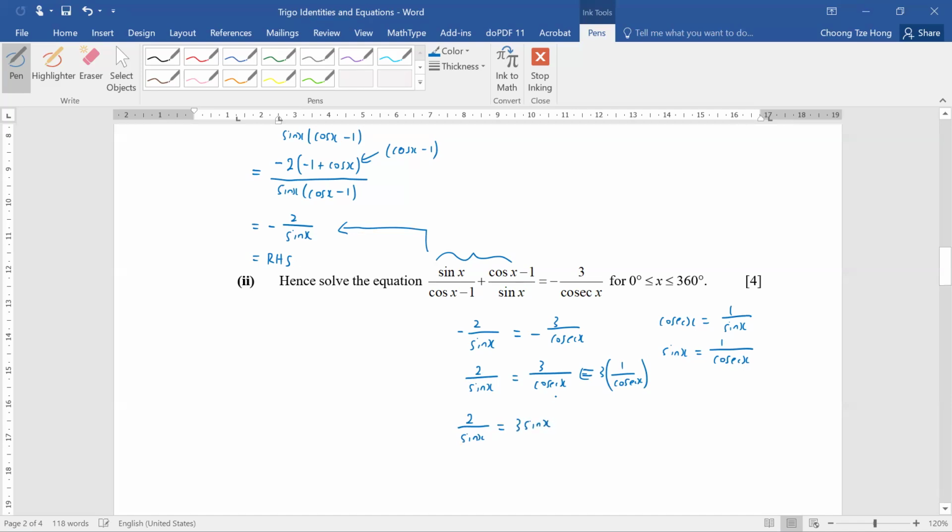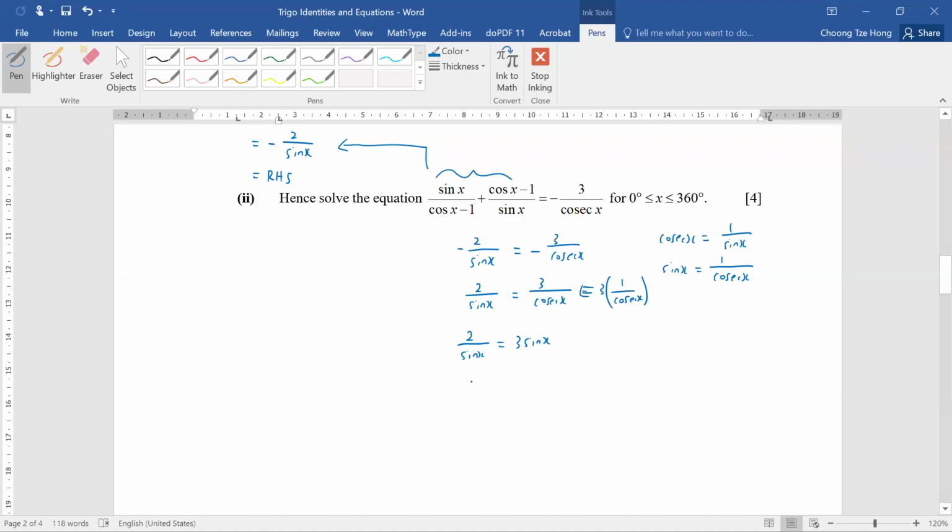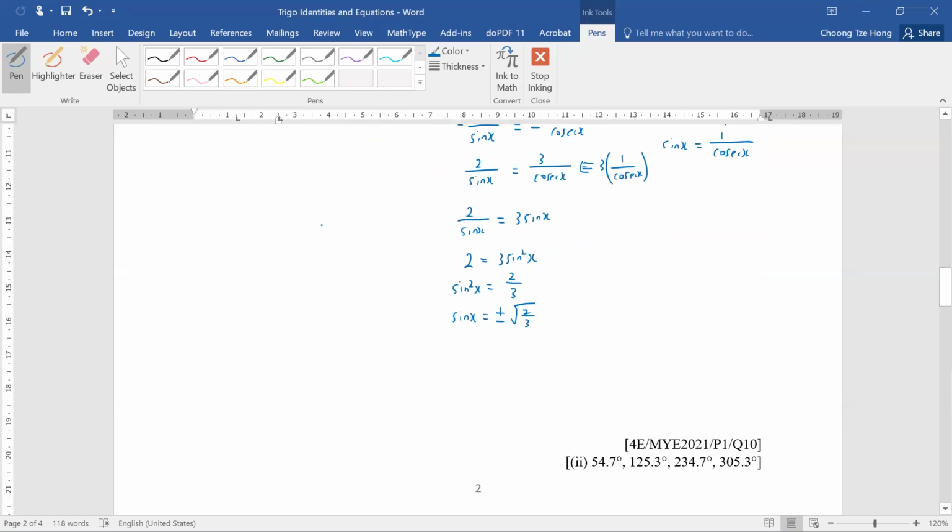Then from here we will just cross multiply, so you get 2 equals to 3 sine square x. Then we divide by 3, so sine square x equals to 2/3. So sine x will be plus minus square root 2 over 3. From here, we'll do the usual thing. We'll find the basic angle, etc. So that's equals to square root 2 over 3.